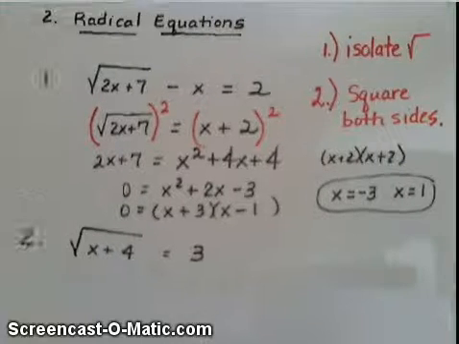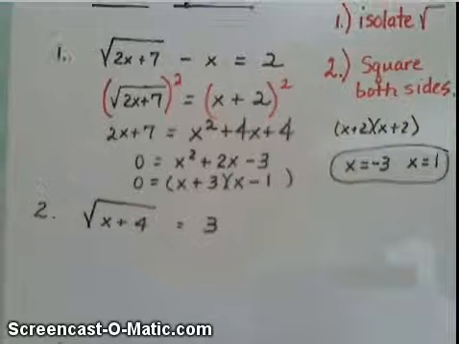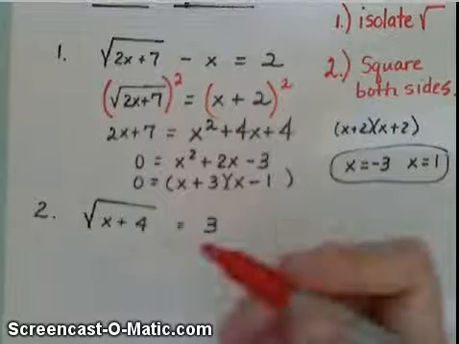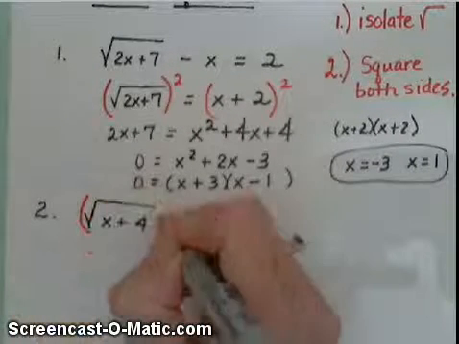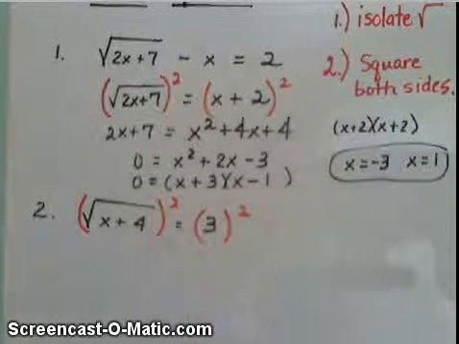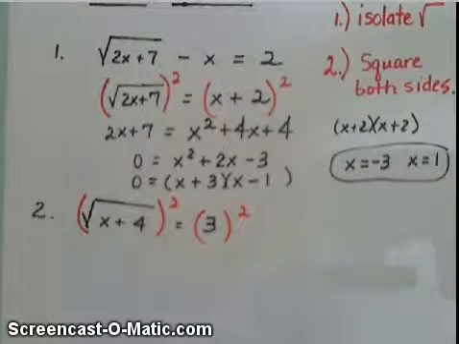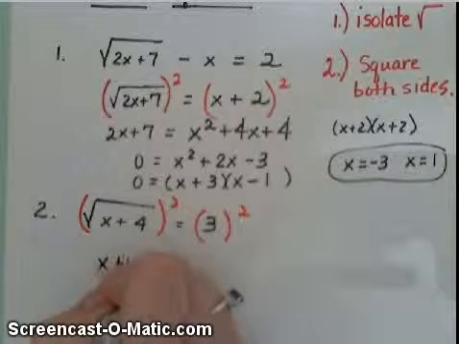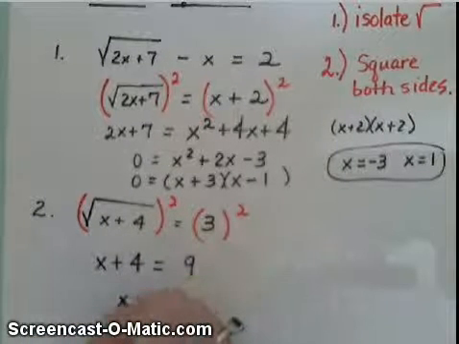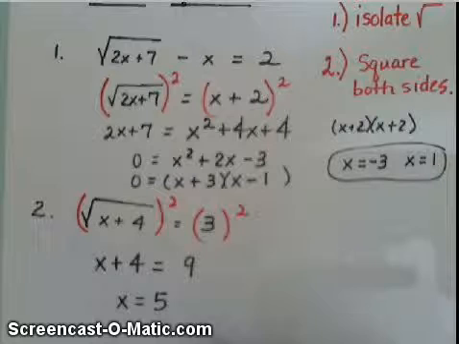Second example, radical x + 4 = 3. All right, remember the rules from before. Isolate the radical. It's already isolated. Square both sides. Okay, that's going to be pretty easy. So when we square this, we're going to get x + 4. And when we square 3, we're going to get 9. And so x should equal 5.